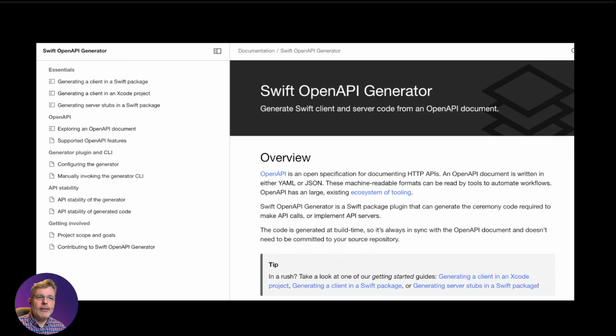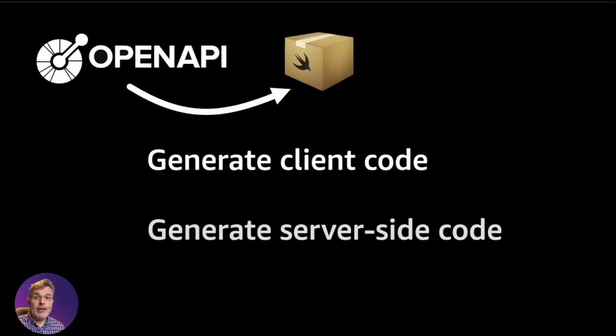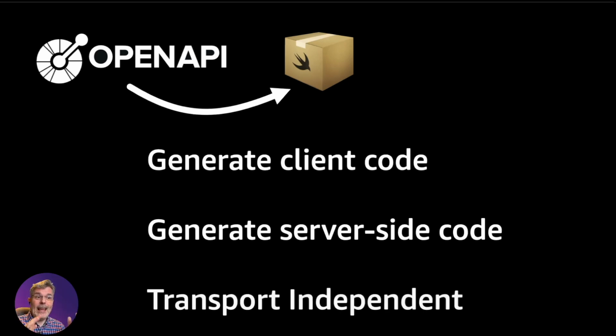A couple of months ago, Apple released the Swift OpenAPI generator. It's an open source project available on GitHub, written and maintained by Apple, that allows you to start from an OpenAPI definition and generate Swift code. Either it generates the client-side code or the Swift server-side code. That's super powerful because the code generation includes client and server.